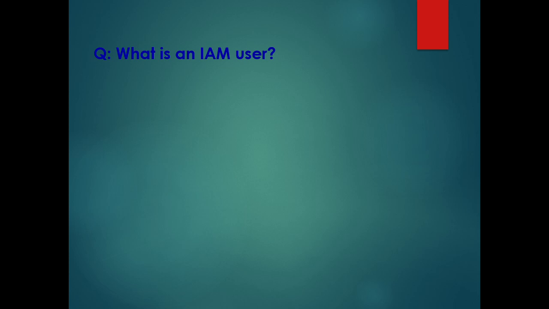Next question. What is an IAM user? An IAM user is an entity that represents a person or an application accessing AWS. Next question. What is an IAM group? An IAM group is a collection of IAM users. Policies apply to all users in that particular group.